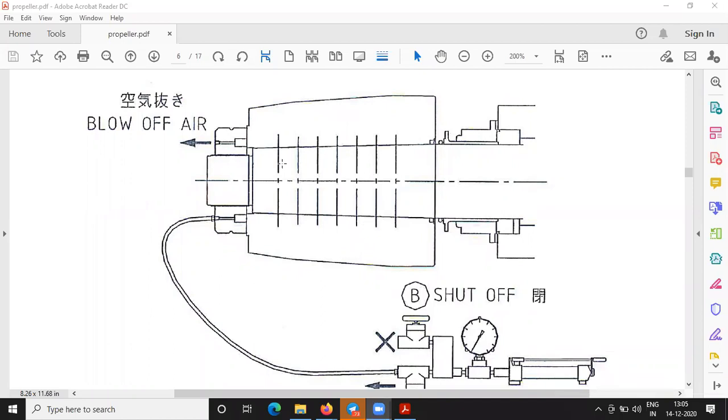Why I'm telling you this: there is a point in the graph at which you will have to understand this. When there is a rise in the pressure, at that time you will understand there is a restriction between the propeller boss and the shaft. All right, let's move forward.